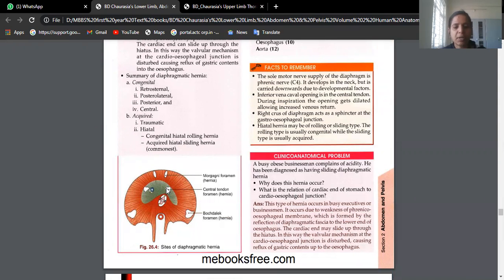The larger the defect, the more is the movement of organs from the abdomen to the thorax. So if the hernial size is big, then loops of intestines may enter into the thorax and it may be a surgical emergency, and if it is not treated immediately after birth, the baby may die due to the compression of lungs and heart.